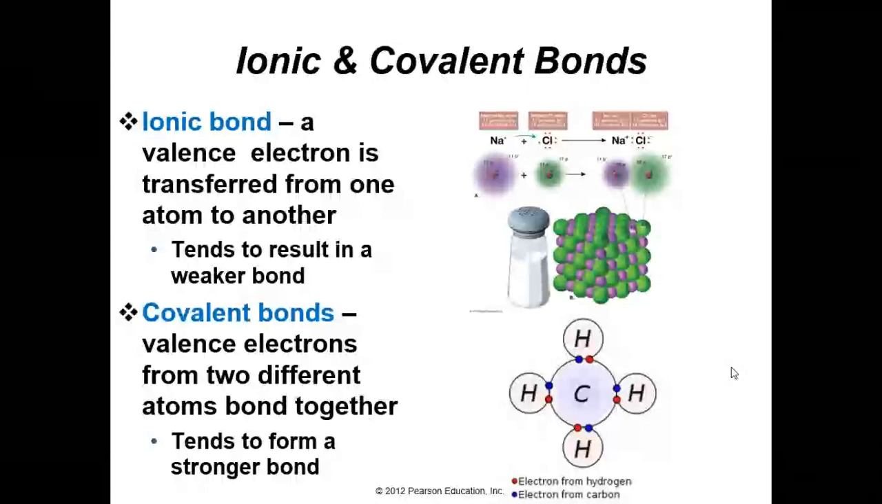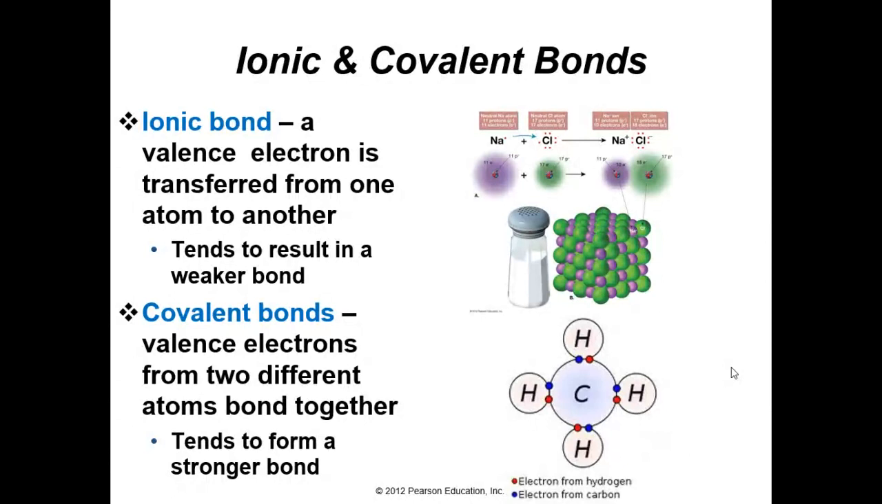Then you get covalent bonds. This is where, when you have two different atoms coming together to bond, rather than one valence electron moving from one atom to the other, the valence electrons come together and they bond. So they basically join together. And this results in the formation of a much stronger bond than an ionic bond. So the very hard minerals out there that are present on Earth, such as diamonds, those are covalent bonds.